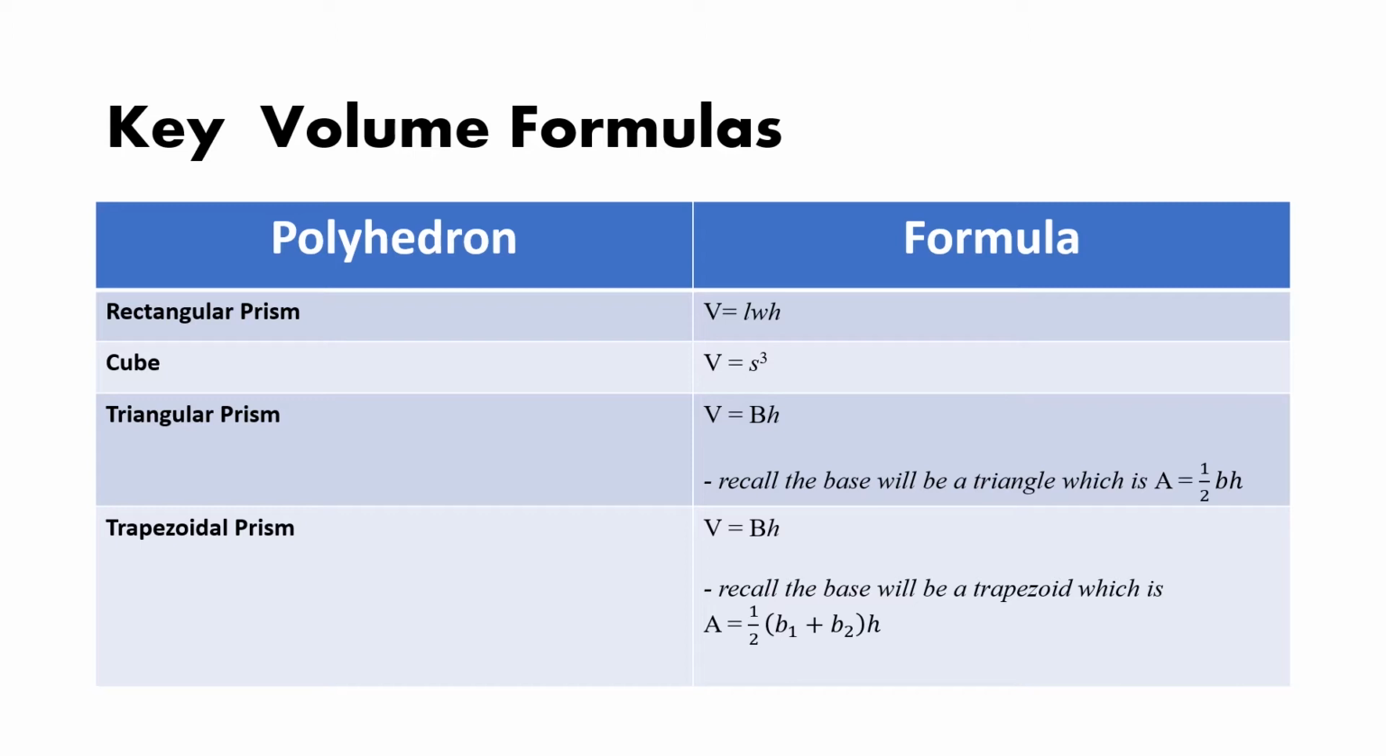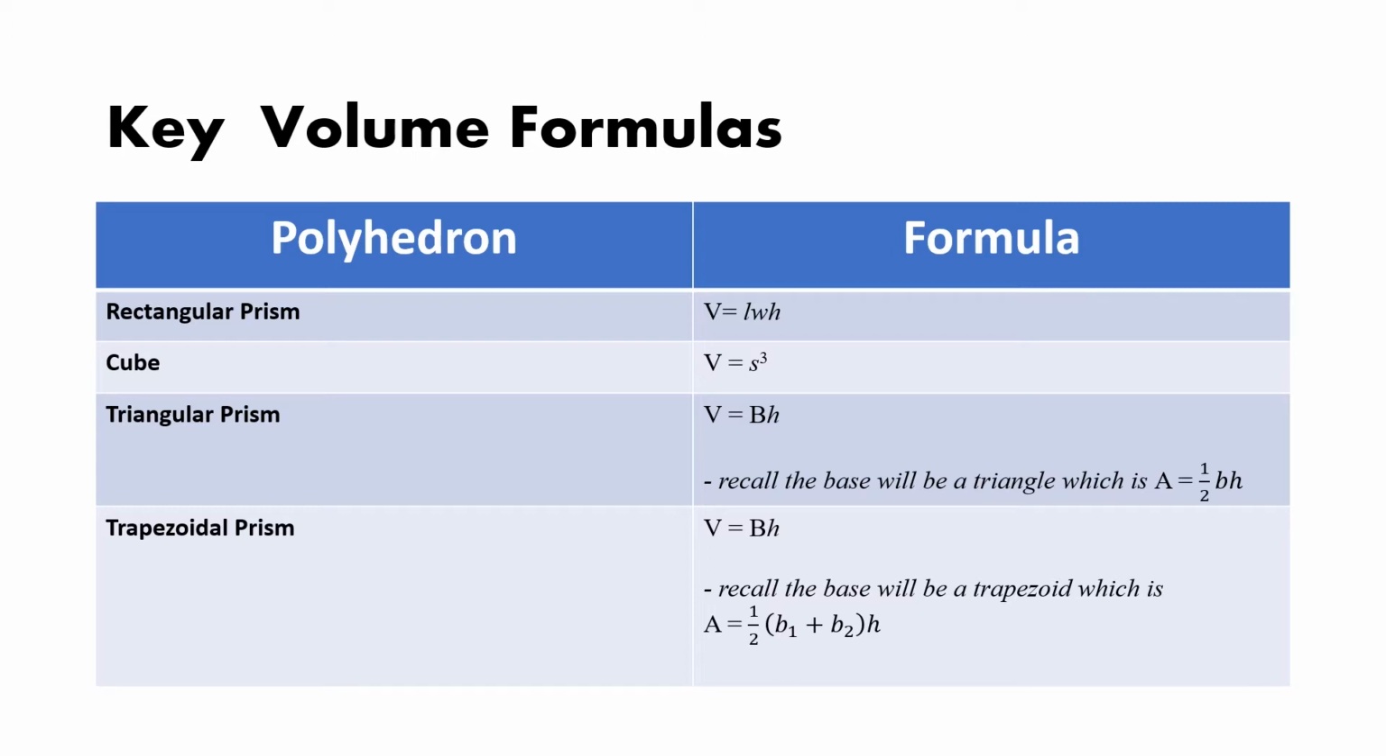For a triangular prism and a trapezoidal prism, volume equals area of base. That's why it's a capital B, because it's the area of base times height. And now, if you recall, a triangle has an area formula of 1/2 base times height. A trapezoid has an area that's 1/2 the sum of base 1 plus base 2 times height. We're going to break each one of these down a little bit more.